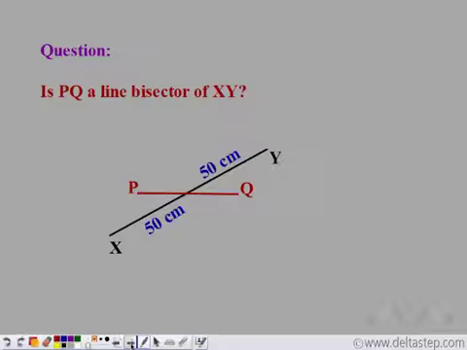Well, we see that PQ meets XY at this point. The length of this part is 50 centimeter and the length of this part is also 50 centimeter. So these two parts are equal. So PQ divides XY into two equal parts. Hence PQ is a line bisector of XY. So we can say that yes, PQ is a line bisector of XY.